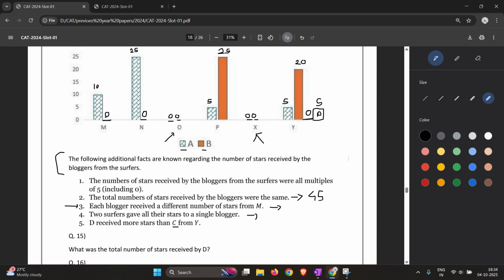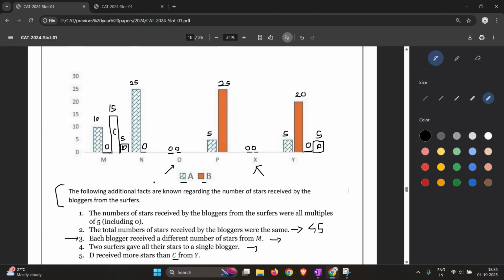But M cannot give 10 stars to D because M has already given 10 stars to A and he has given a different number of stars to everyone. So to D, M will only give 5 stars. So 5 stars he'll give to D, and that means he'll give 15 to C. Correct? So to C, he would give 15 stars. And C would get 30 from either X or O. So C would have his 45 and D would also have his 45.